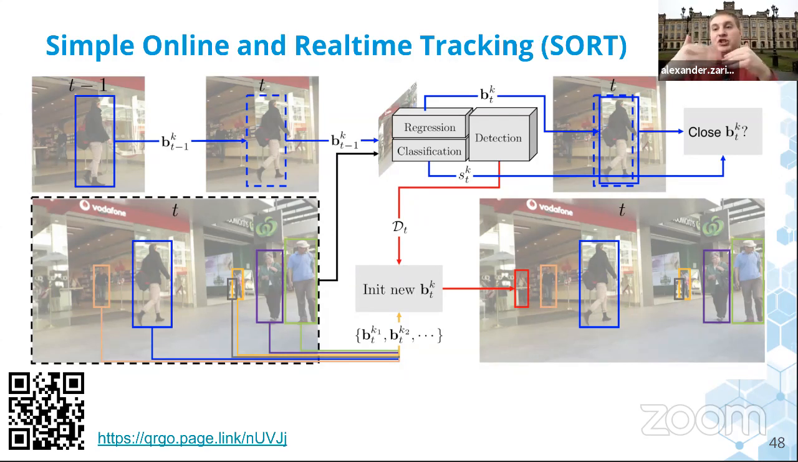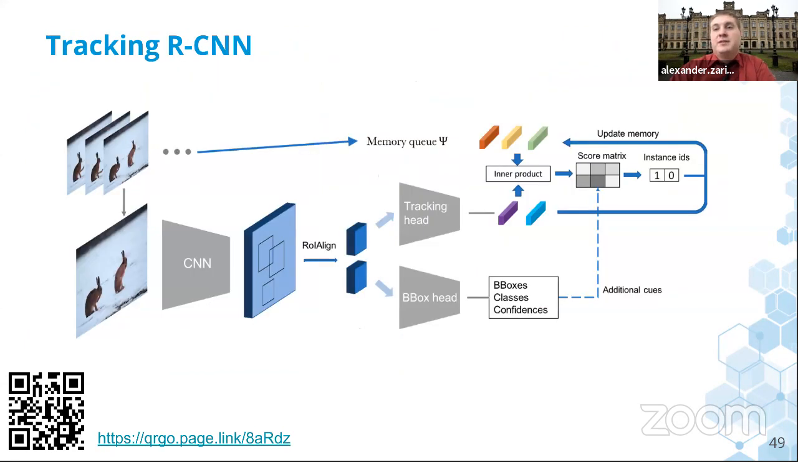Introducing an additional neural network, which will compute embeddings for tracked objects, is not the best idea, and this may not be suitable for some applications. So recently a new approach was developed which incorporated DeepSORT into RCNN. And this approach is called Tracking RCNN. And it's based on the following idea.